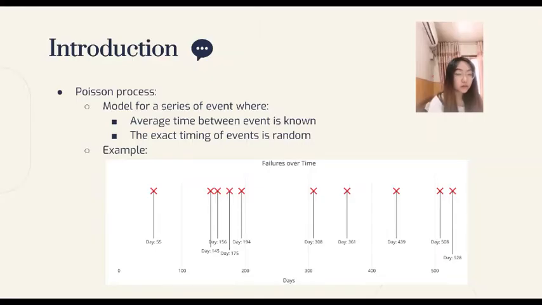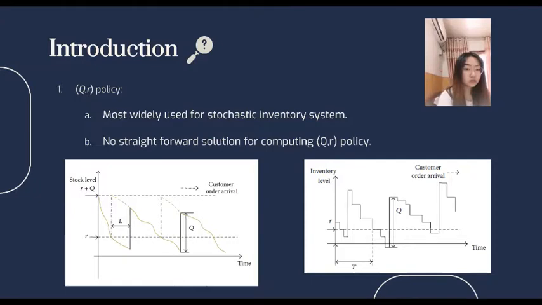In a Poisson process model for a series of events, the average time between events is known, but the exact timing of events is random. This is an example picture. The QR policy is most widely used for stochastic inventory systems, and there is no straightforward solution for computing the QR policy.